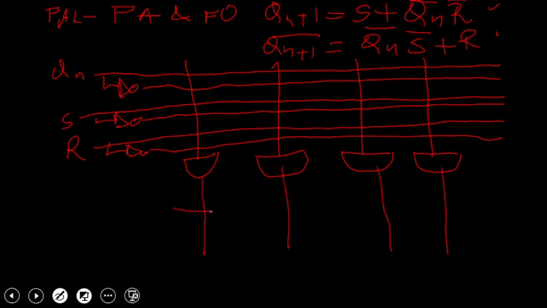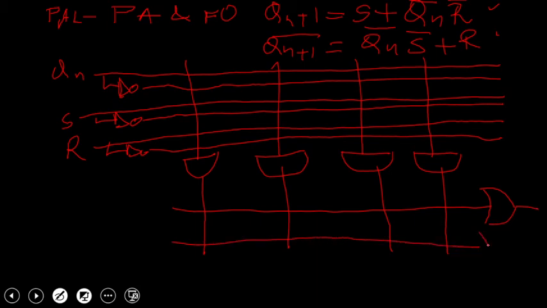And then you have OR gates. So the number of OR gates is equal to the number of outputs. Here the number of outputs is 2: one is Qn plus 1, and another one is Qn plus 1 bar. Now you observe it has fixed OR and programmable AND.